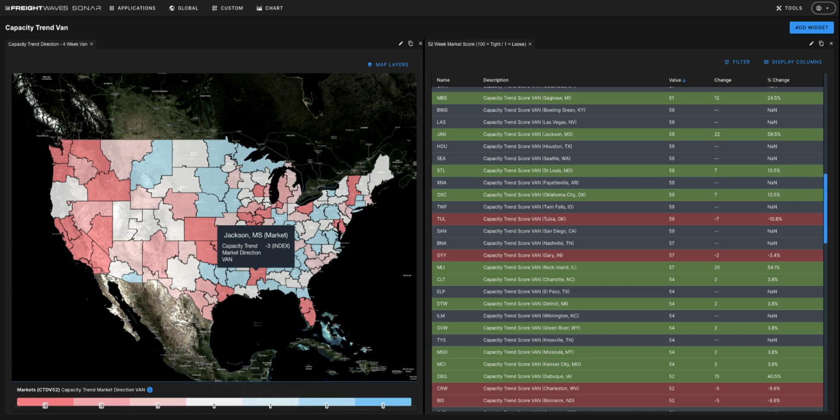This is looking at the 4-week change for those markets. So Jackson, Mississippi has become looser in the past month, but Atlanta has become tighter. Any of those blue markets are becoming more difficult to secure capacity out of, and red is looser, easier to secure capacity out of those markets. Of course, the darker the box or the market, the more change there has been, or the brighter blue, the more change there has been.